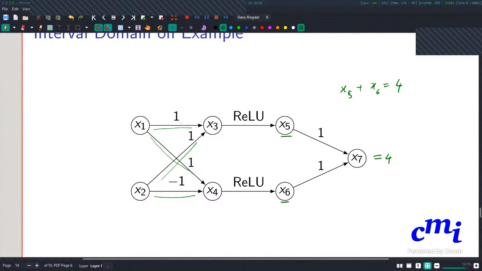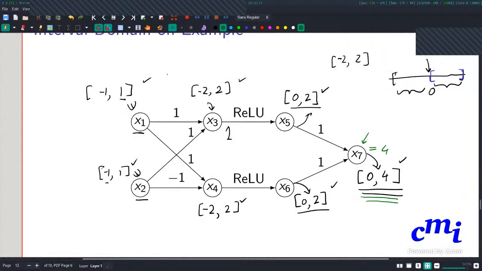So is it clear to everyone else? X6 can have the max value as 1, and X5 can have the max value as 2, and therefore we can only have X7 as 3. Right. But then why did our interval domain give us 4? Where exactly in the interval domain did we end up introducing an imprecision?